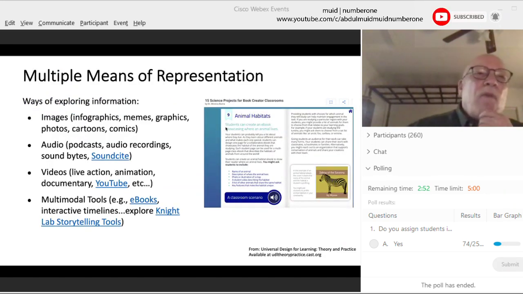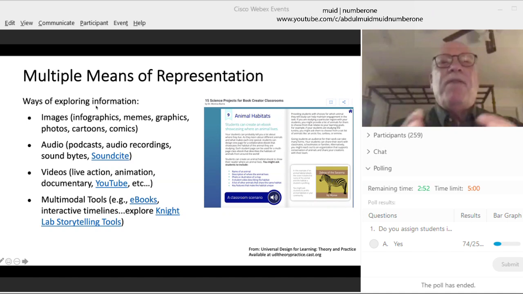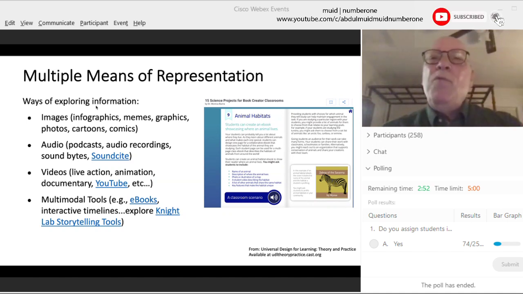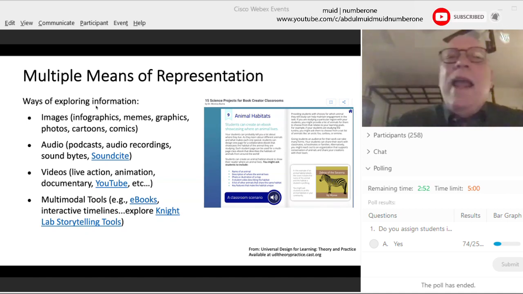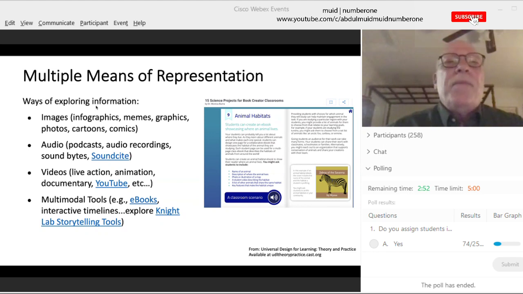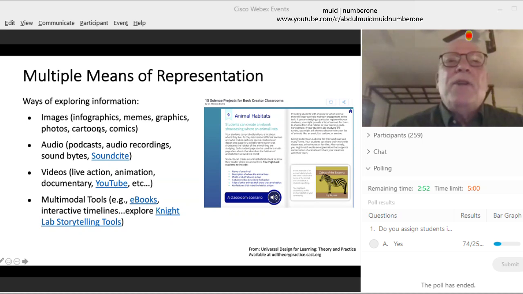So there are multiple forms of representation. There are ways of exploring information, having students look for information, find information, and then be able to give you back what they understood, what they think, what they see, what they question. So you can use images, infographics, memes, regular graphics, photos, cartoons. I'll give you an example of a cartoon later. Comics, cartoons, infographics are very similar in what they are.